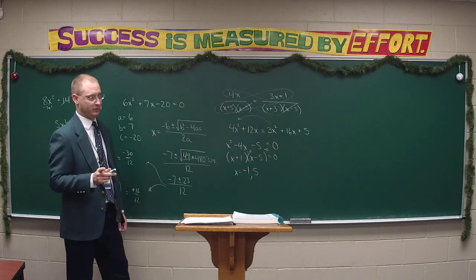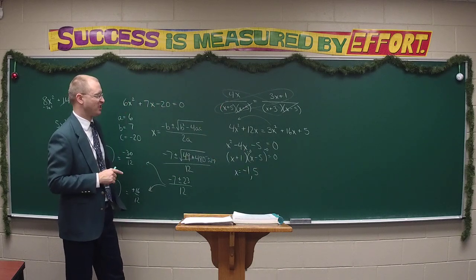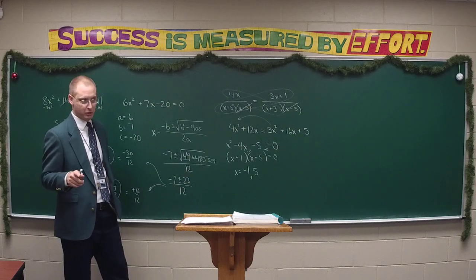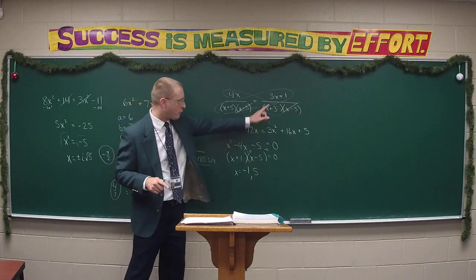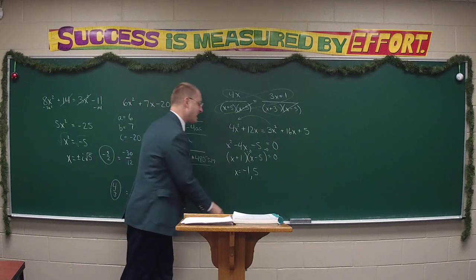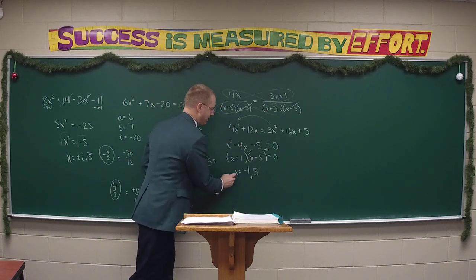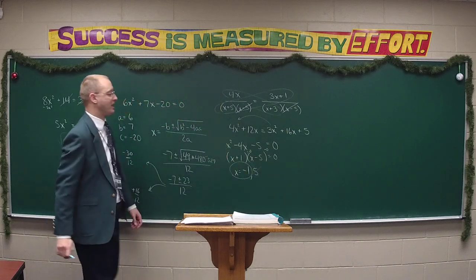However, one of these answers cannot be. Which one, class? x couldn't be a 5 or a negative 5 or a negative 3. So I can't include 5 as one of my answers. I can only go with negative 1.